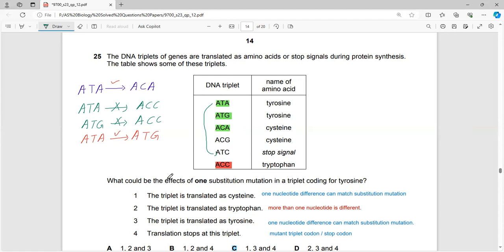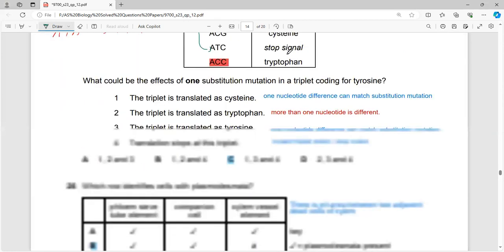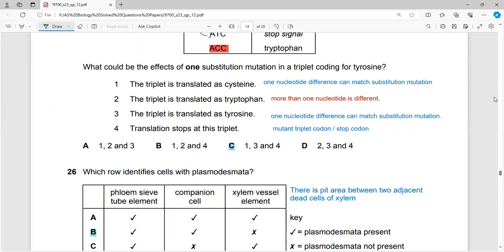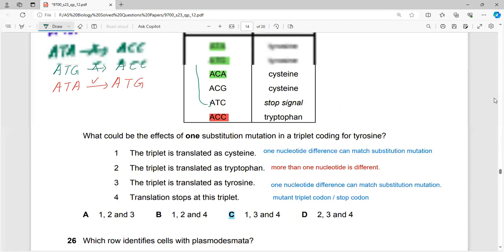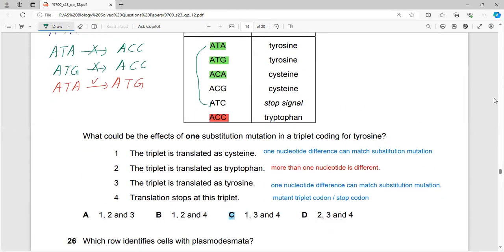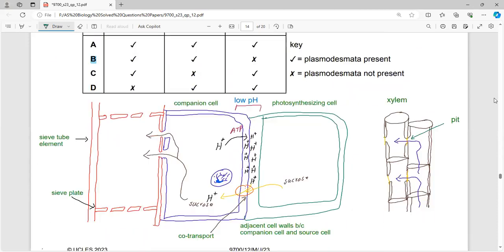And this stop codon will produce what? A stop signal, and in this way, the translation will stop at this point. So our correct options are included. That's our following point. So 1 is correct, and 3 and 4 are correct. So C is our correct option for this question. So we're going to proceed to the next question here.